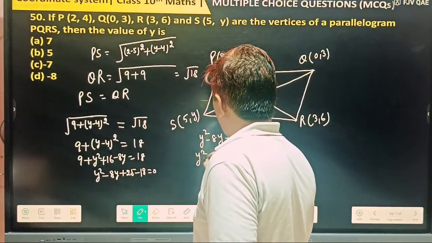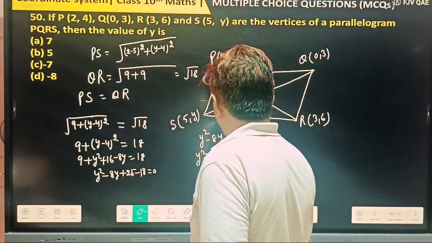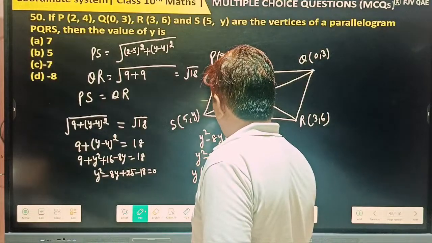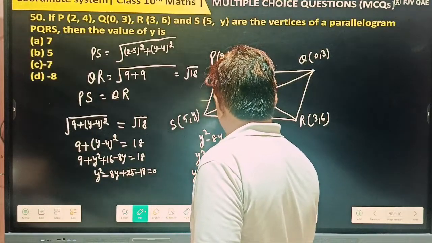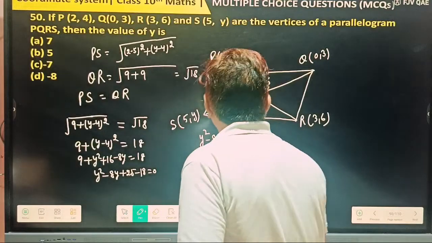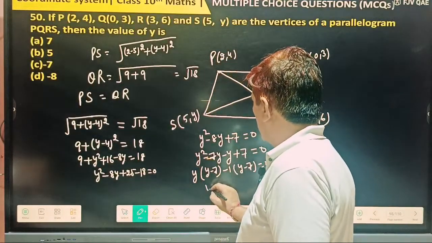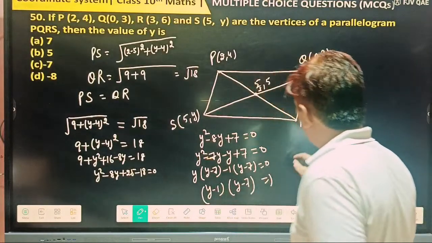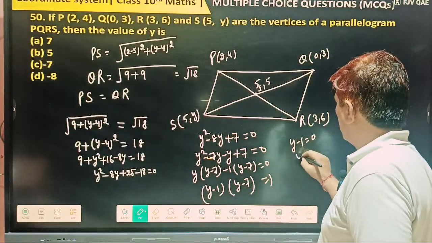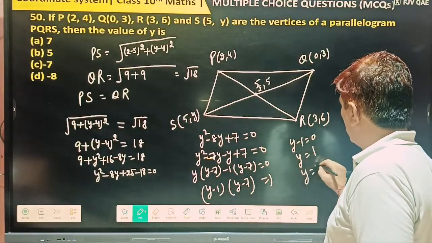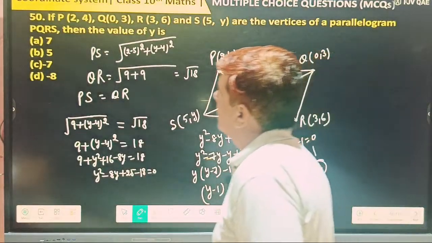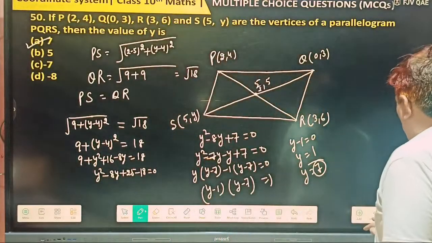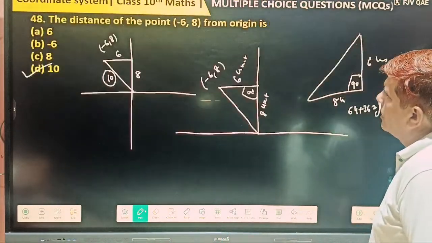So y square minus 7y minus y plus 7 equal to 0. What's common? Y minus 7 minus 1, y minus 7 equal to 0. So we get y minus 1 and y minus 7. So y equals 1 or y equals 7. What's given? 7 is given. So 7 is our answer. Understood? One more question we solved here.